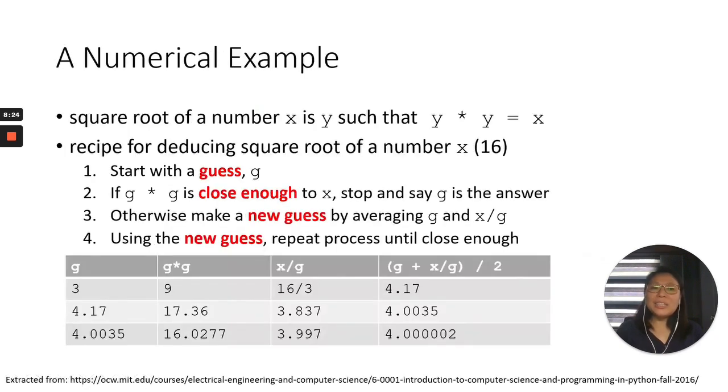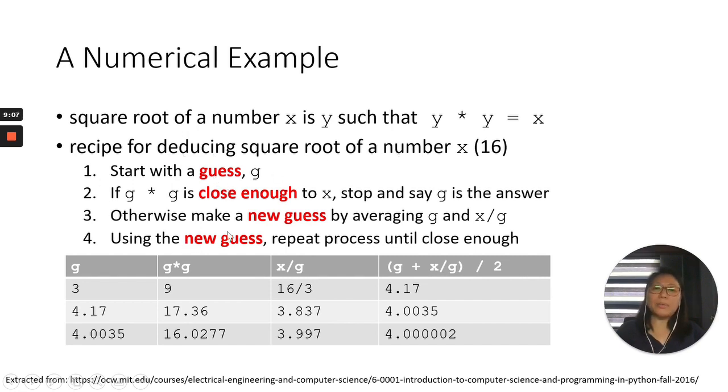And let's try to look at an example that is a little bit closer to computing. So here, the square root of a number x is y, such that y times y is equal to x. So this statement is declarative knowledge. It tells something, but it does not tell how to do it. It's not a recipe. And a well-known recipe, an algorithm for getting the square root of a number, is this one.